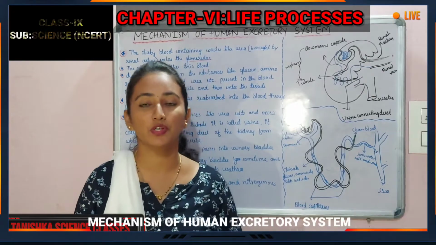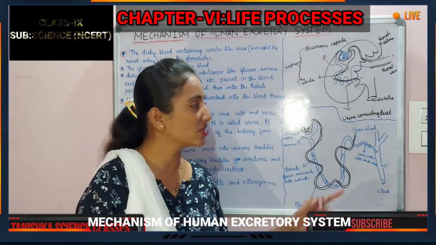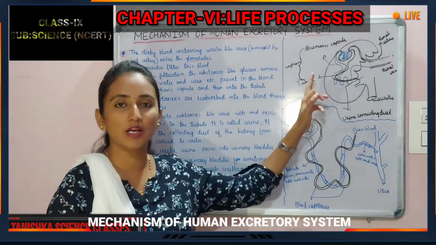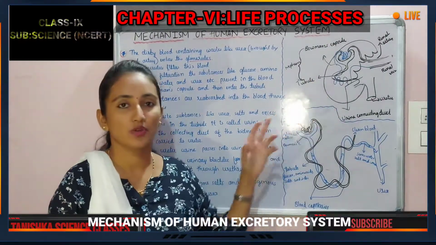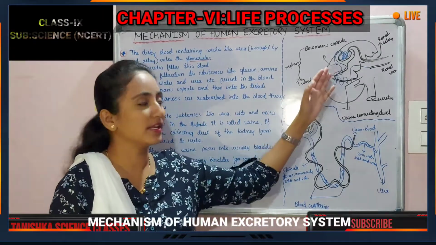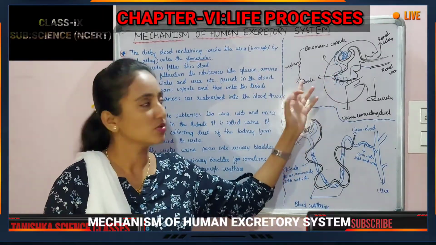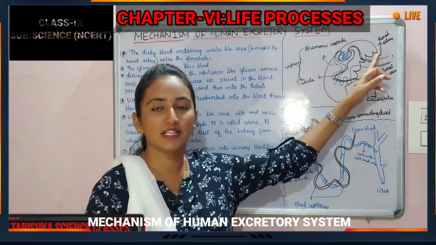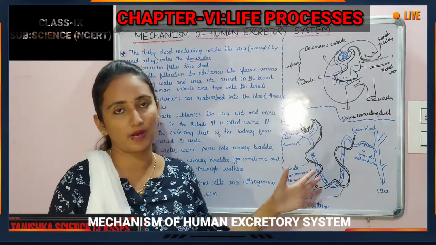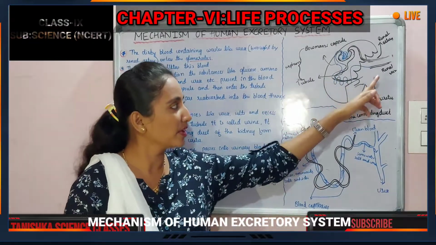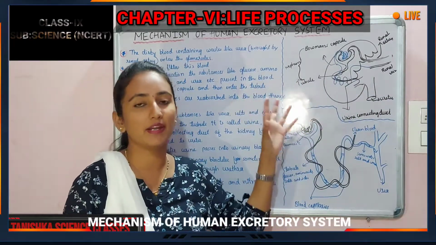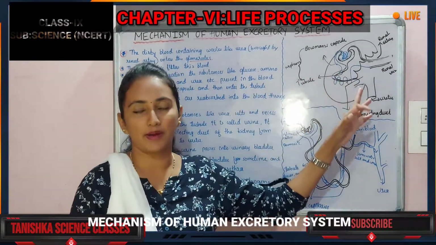So if you observe the cross section of the kidney, we get the structure as I have drawn on the board. So in this structure, what are the things we can observe? You can observe here there is a renal artery which brings the dirty blood from all the body parts to the kidney. And next we can observe the renal vein. It carries the purified blood to all parts of the body.